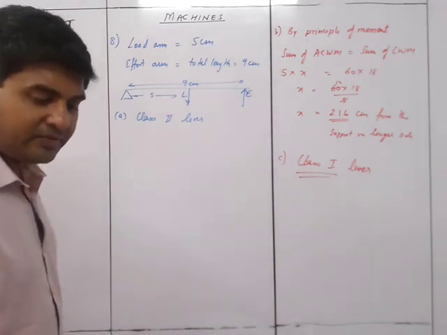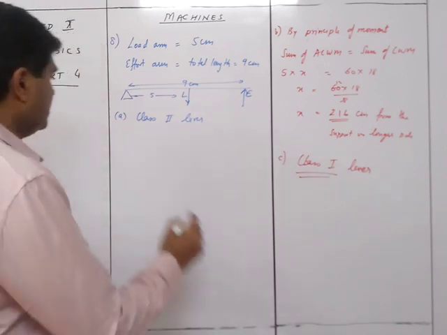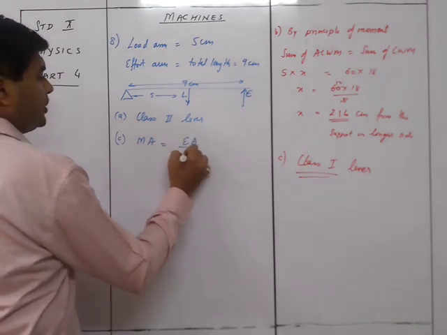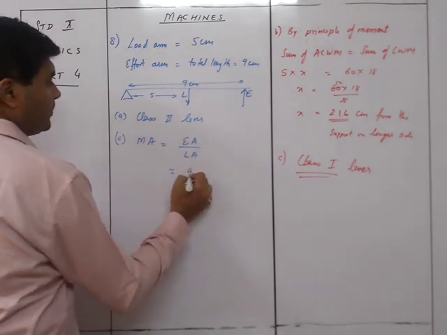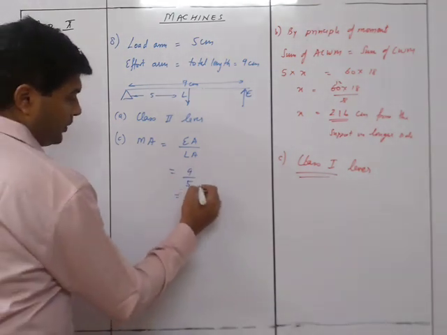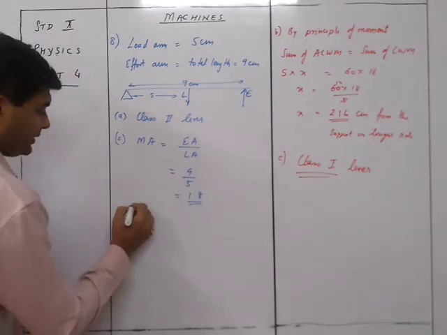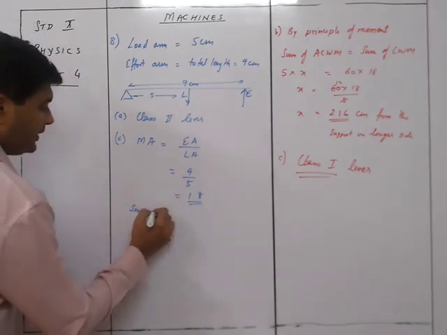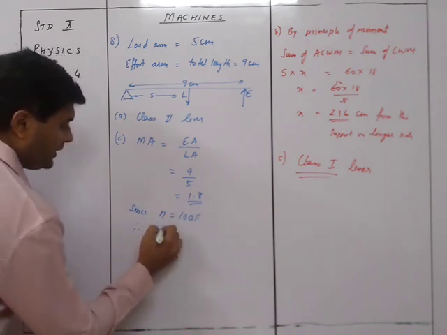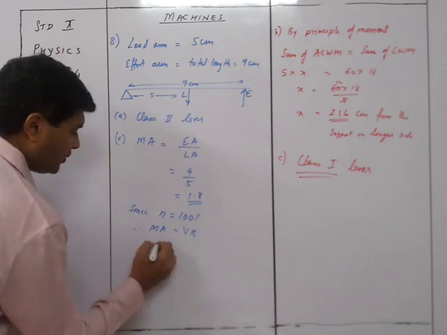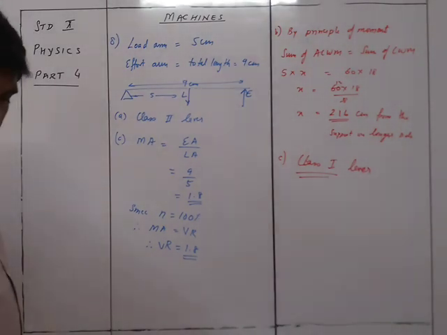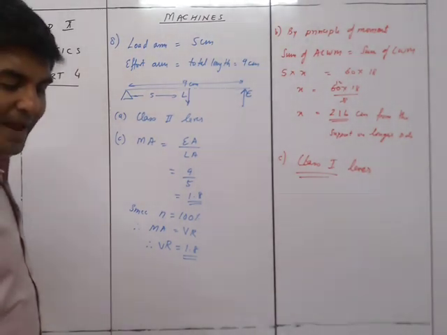What is the mechanical advantage and velocity ratio if the efficiency is 100%? So the mechanical advantage is effort arm upon load arm. Effort arm is 9 upon load arm is 5. So that is going to give you 1.8, and since efficiency is equal to 100%, therefore MA is equal to VR, therefore VR is equal to 1.8.